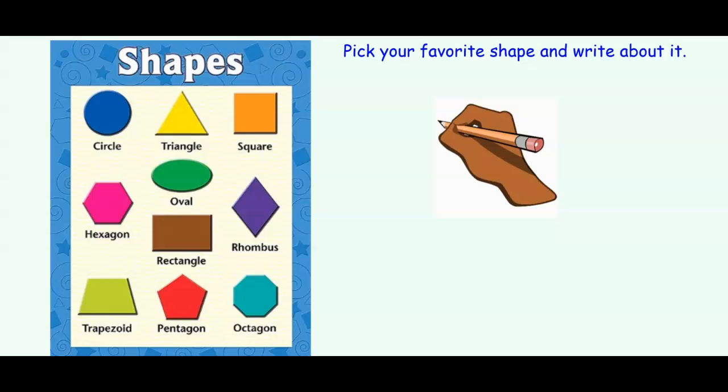Now, I want you to look at the shapes and pick your favorite shape and write about it. Tell how many sides it has, how many corners it has, and if it is a quadrilateral or not. Pause the video and have fun.